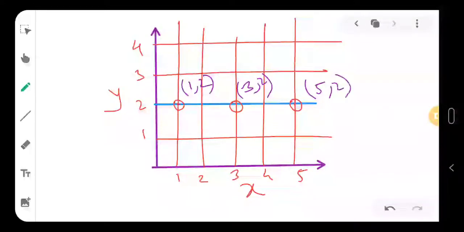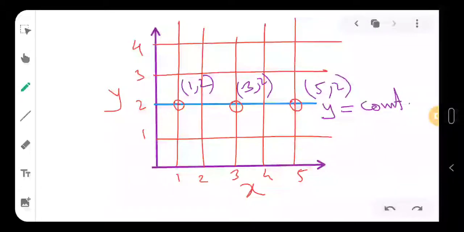So you can see the value of y is the same here. When you have any straight line that is parallel to your x-axis, that means y is constant here. So the value of y is the same: 2, 2 and 2. In all of these points the y value is not changing.